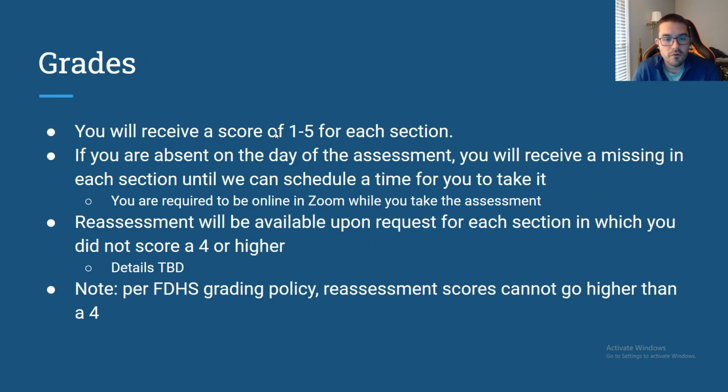You're going to get a score from 1 to 5 on each section. If you're absent on the day of the assessment, then you're going to get a missing for each of those sections until we can schedule a time for you to take it. And then obviously reassessment will be available, and I can give you more details about that at a later date.